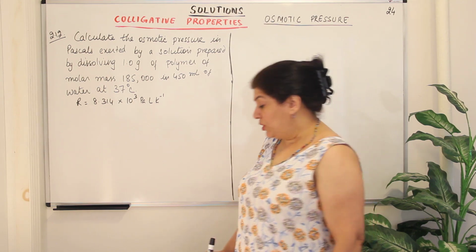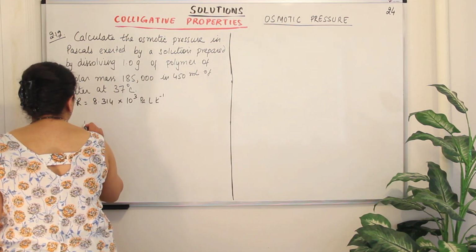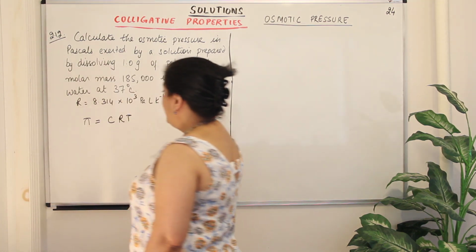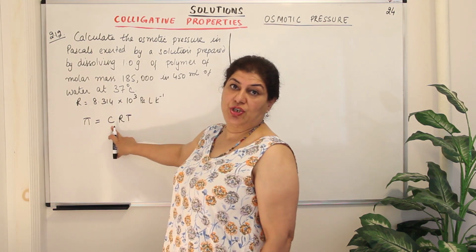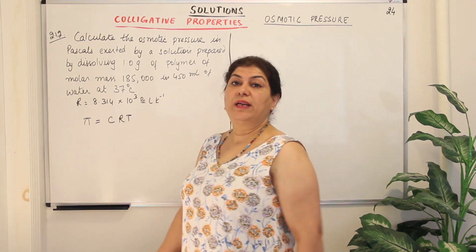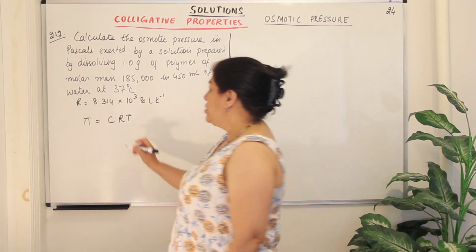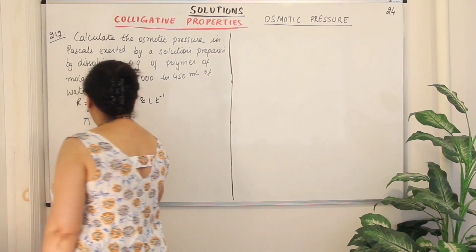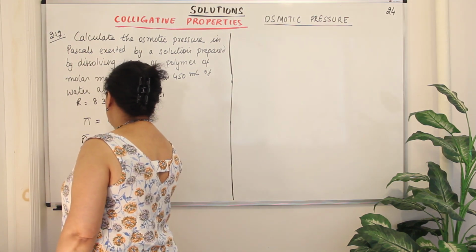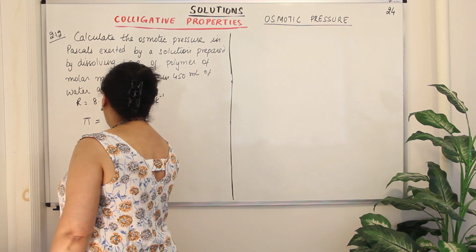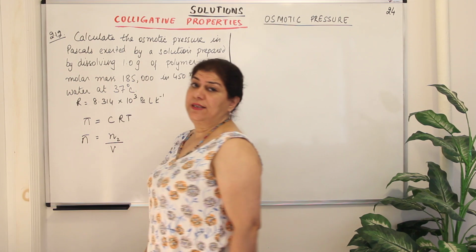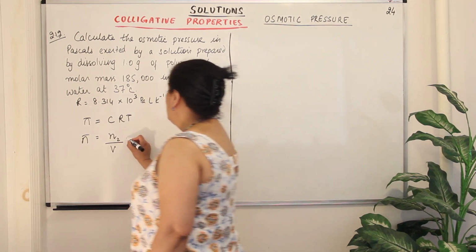We know osmotic pressure is represented by pi, and pi is equal to CRT, right? Where C is the concentration or molarity. How do you define molarity? Molarity is number of moles of solute, that is N2, upon the volume of the solution in liters, so pi would become equal to N2 upon V into RT.